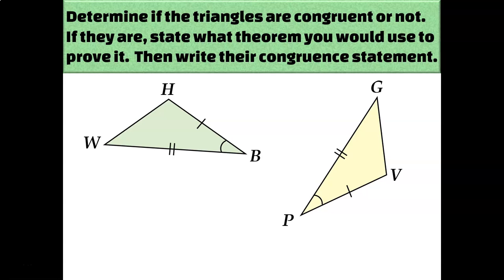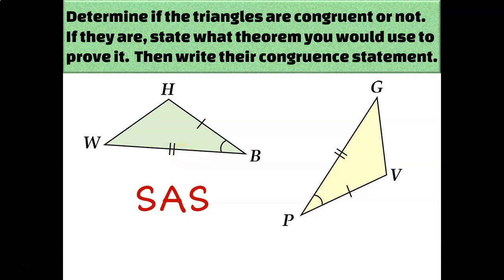Looking at these two triangles, I see that they have two pairs of congruent sides, and they have one pair of congruent angles, and the congruent angles are included between those two congruent sides. So yes, indeed, these two triangles are congruent to each other because of the side-angle-side congruence theorem. We have a side, and an angle, and a side, and therefore the triangles are congruent. So now let's write a congruent statement.